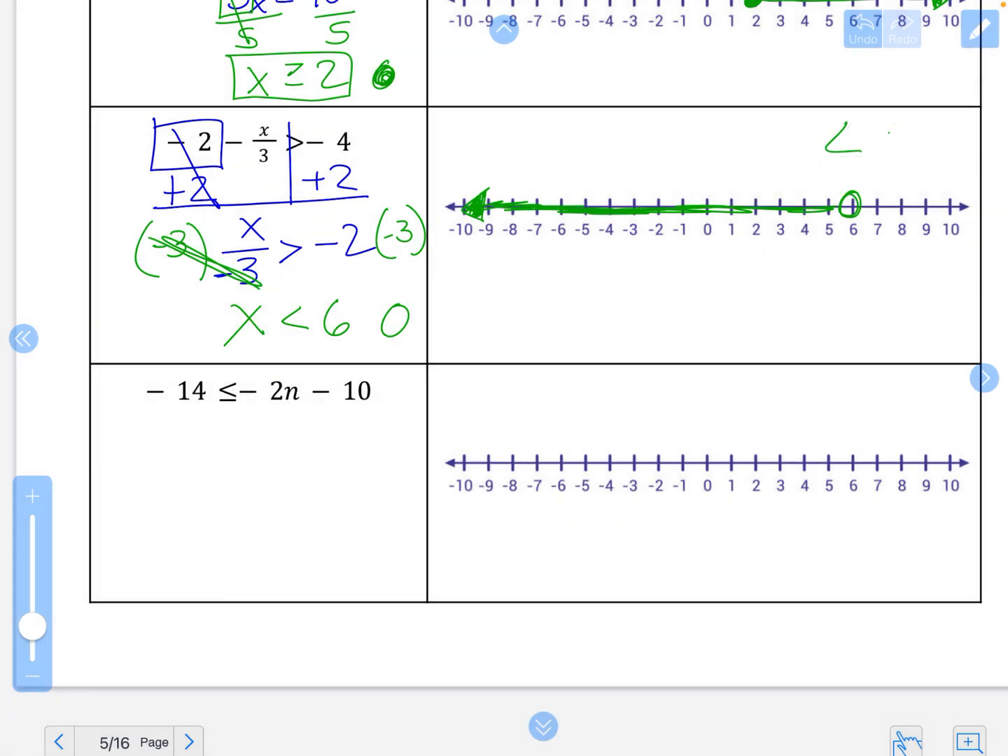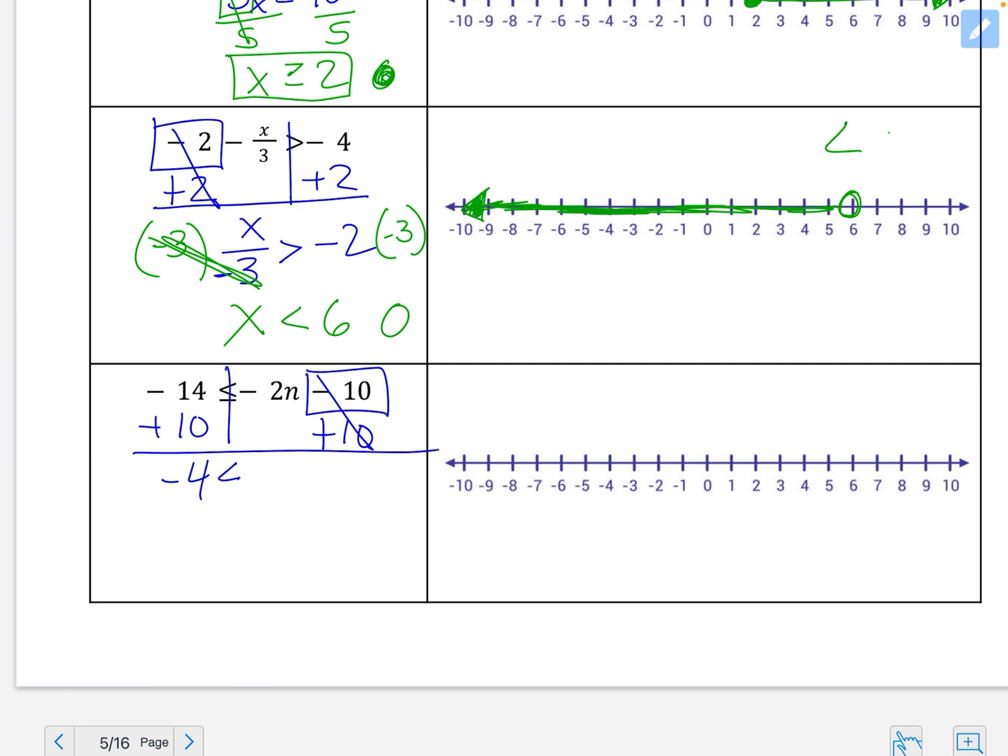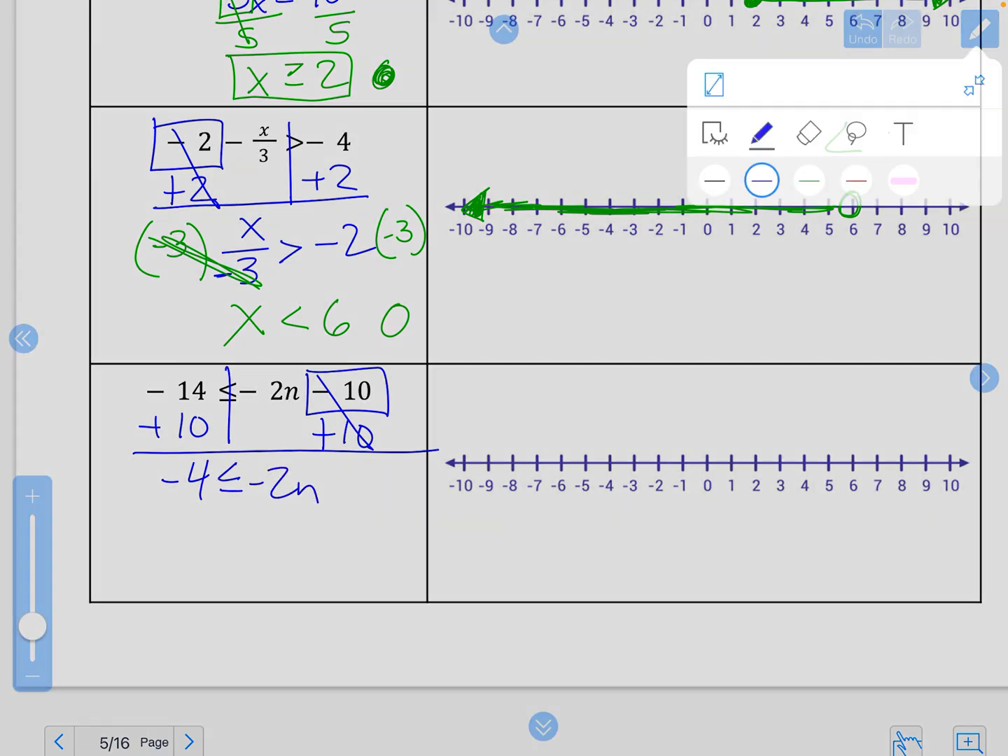All right, we need to find our constant. Our constant is our number without a variable. We're going to flip the sign, do the opposite. What I do to one side, I have to do to the other. So those cancel out. So negative 14 plus 10 is going to be negative 4, less than or equal to negative 2n. I'm just going to bring that right down.